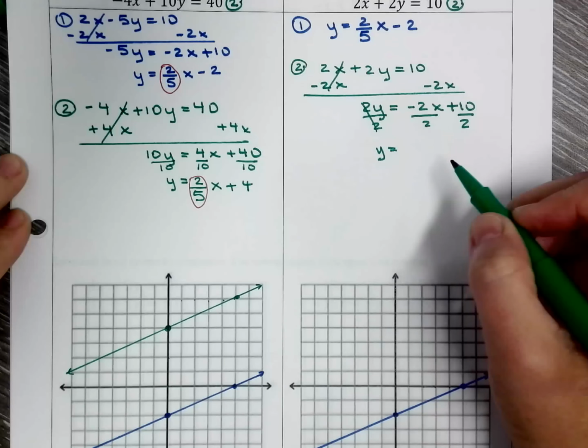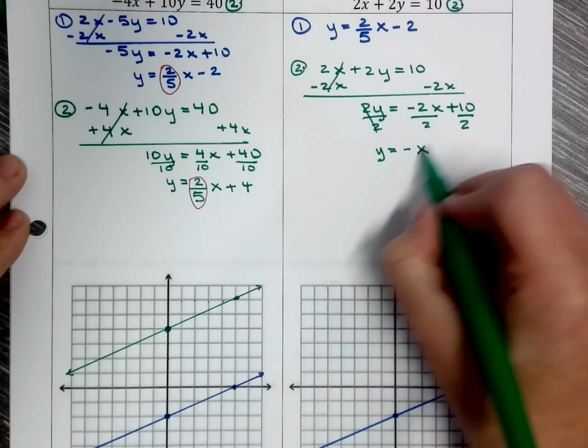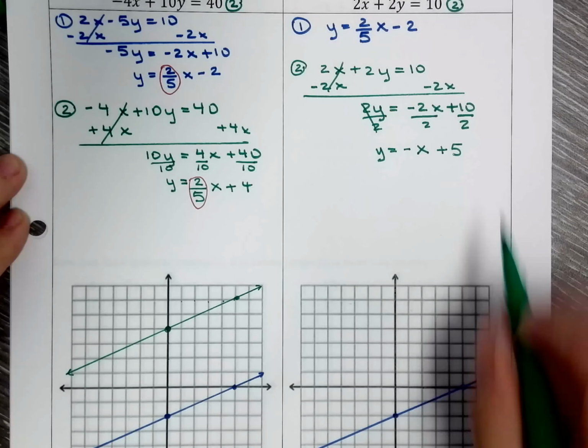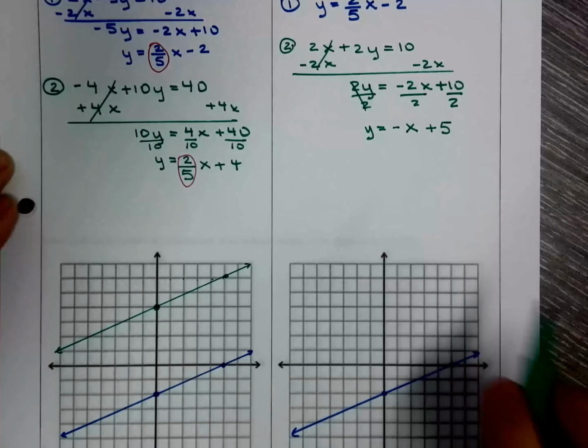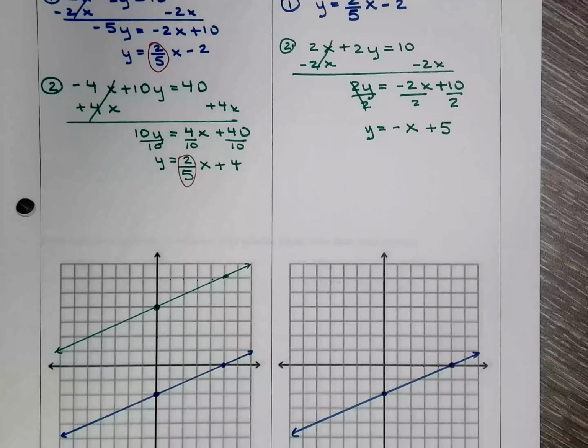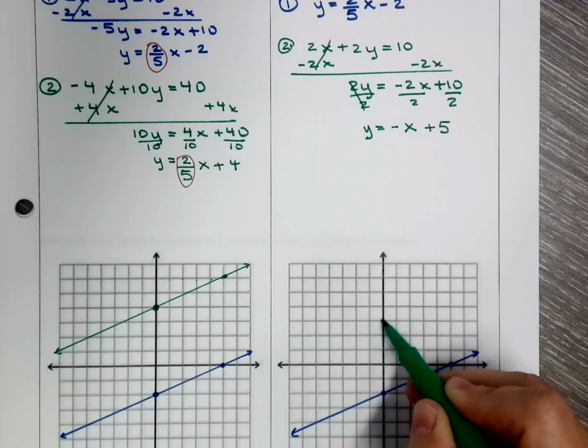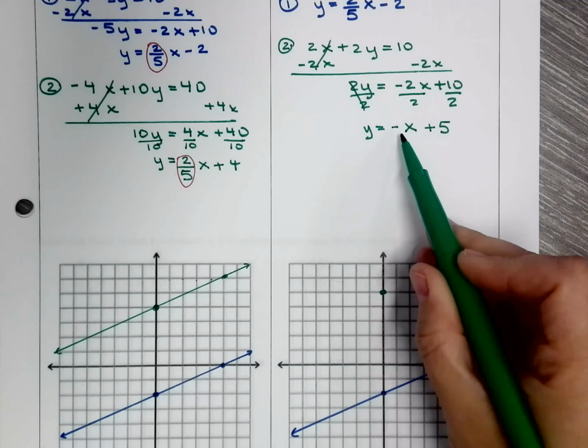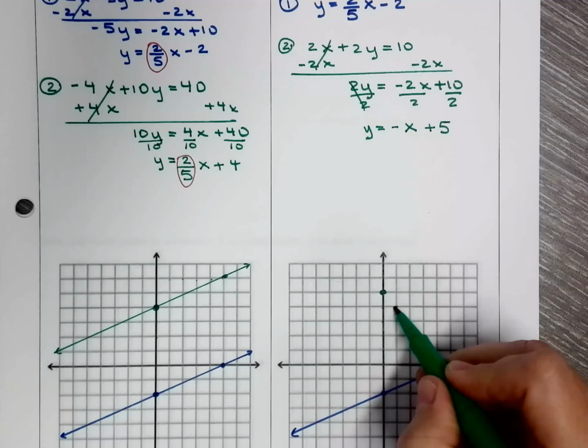So negative 2x divided by 2 is negative 1x. 10 divided by 2 is 5. 5 is the y-intercept. The slope is negative 1, so you go down 1 over 1.